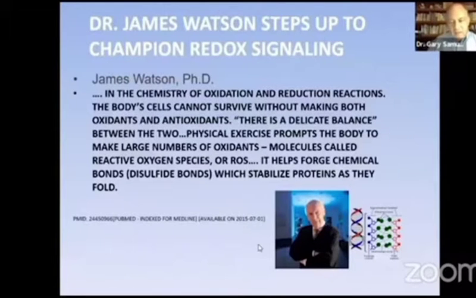So James Watson now is one of the champions. He was the one that helped discover what the structure of DNA is. Right now, he is in New York, by the way. It's sunny up there.